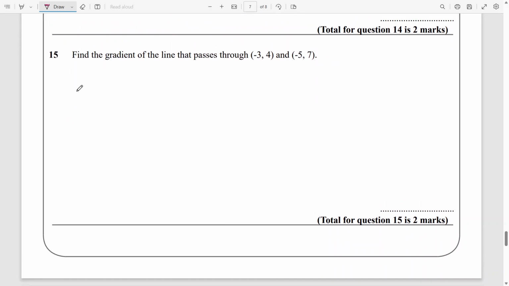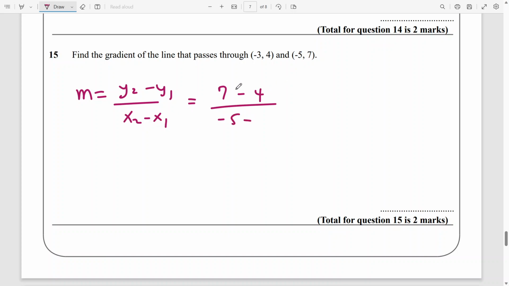And for this one, again, the gradient is y2 minus y1 over x2 minus x1. Again, y2 is 7, minus y1, which is 4, and x2, which is minus 5, minus x1, which is going to be minus 3. Now, again, we simplify. 7 minus 4 is 3. And minus minus here is a plus. So minus 5 plus 3 is definitely going to be minus 2. So the answer is minus 3 over 2.